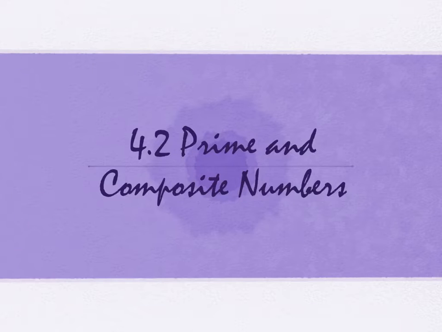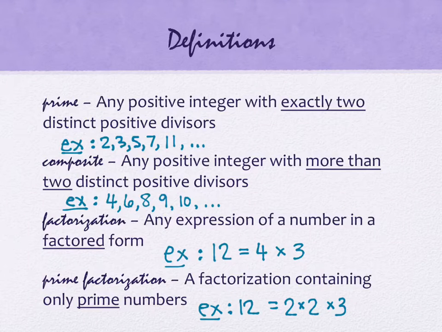All right, we started section 4.2 last time. We talked about prime and composite numbers. Just as a reminder, prime numbers are positive integers with exactly two factors, so themselves and one. And one is not a prime number because it only has one factor. And then composite numbers have more than two factors, like the example of 4.